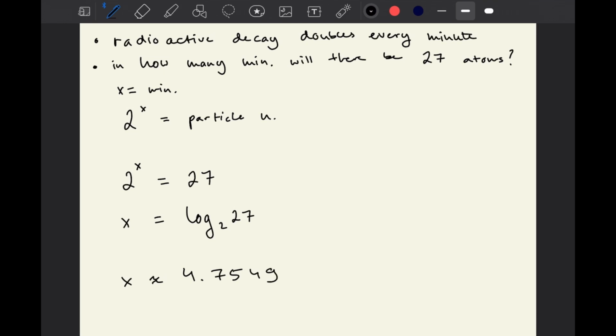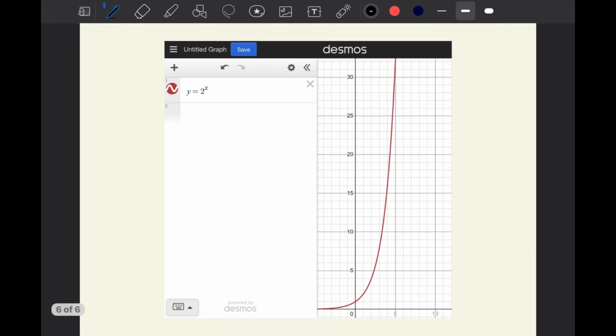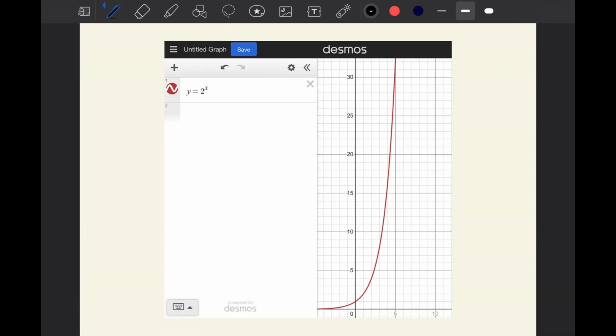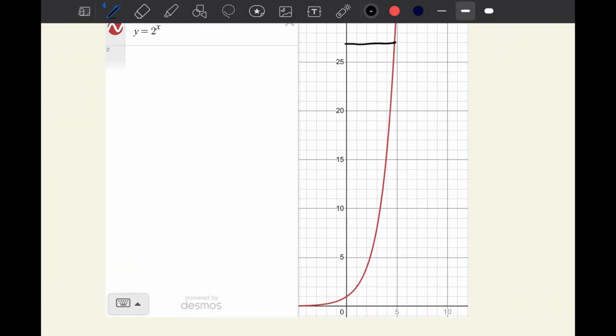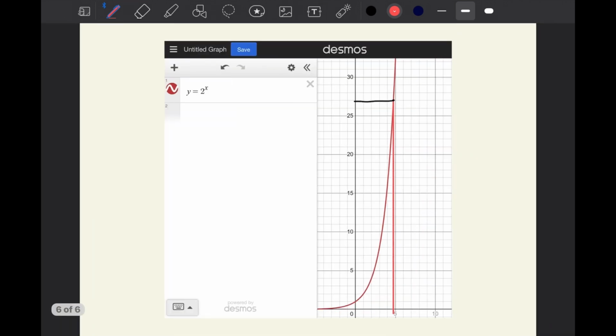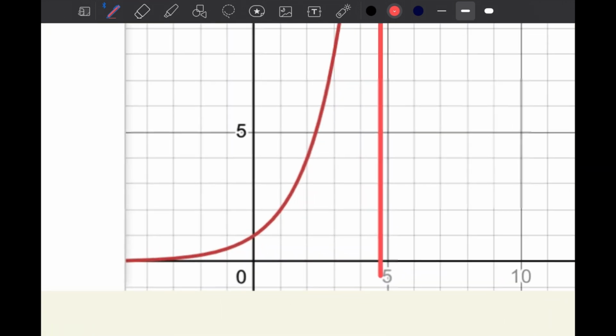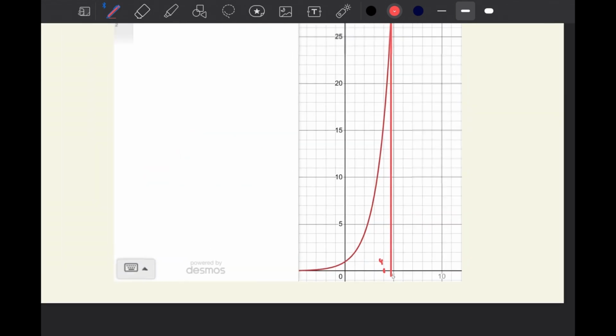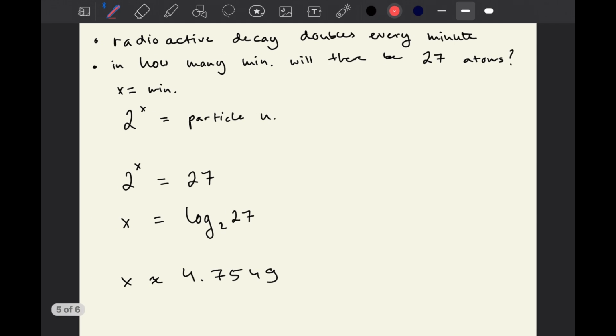Another way that we can approximate this is simply by looking at the graph. If your graph is y equals 2 to the power of x, which is what we were looking at, in this case y would be the number of particles. Let's find 27. This is our 27 right here. If we take a close look, this is very close to what we got, 4.75. This would be your 4, and this is right around 4.75.